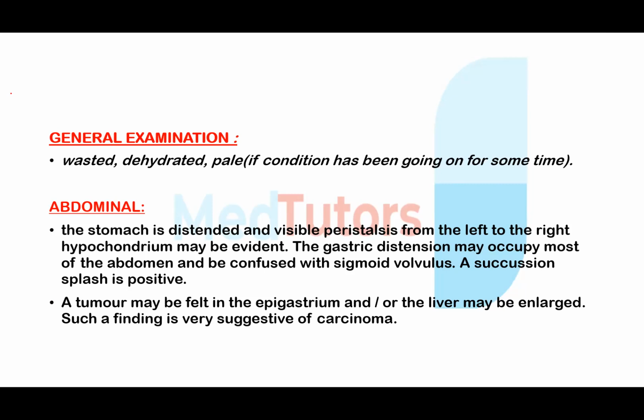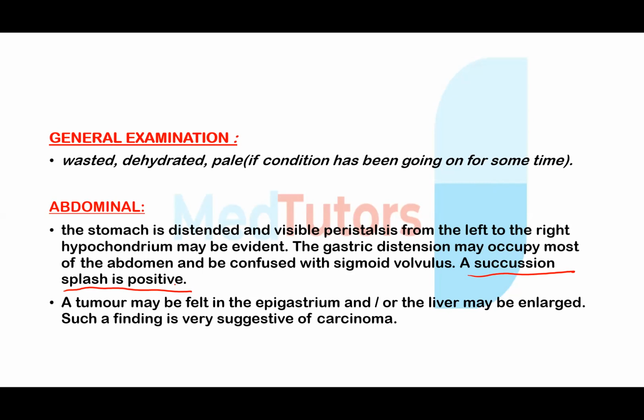If you examine the abdomen, okay, now the stomach is distended. Visible peristalsis is seen from the left to the right hypochondrium, okay? The gastric distension may occupy most of the abdomen and be confused with sigmoid volvulus. Now, succussion splash is positive, where the hip is held and the patient is rocked from side to side with the stethoscope in the epigastric region. We hear a splash of gastric content. That is succussion splash. Okay.